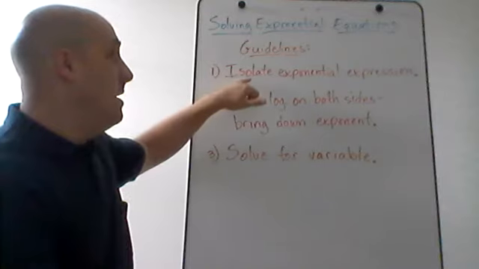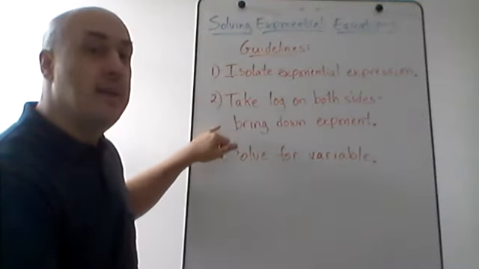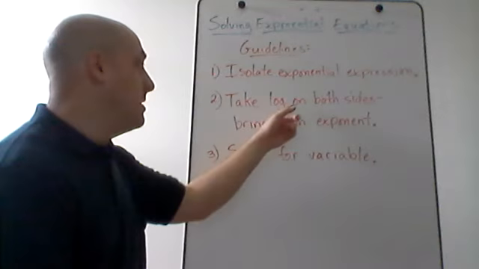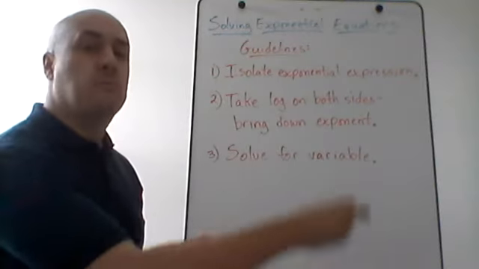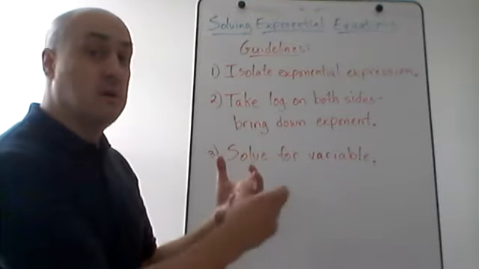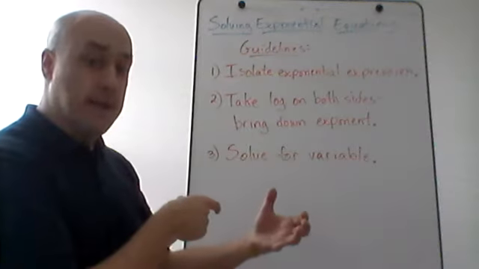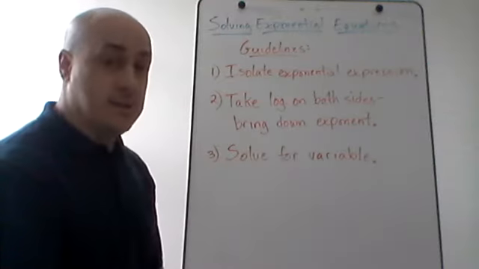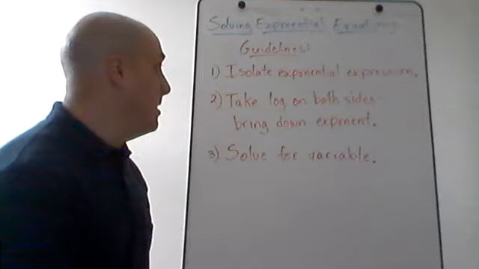Once we get that exponential expression isolated, then we take a logarithm on both sides of the equation. Right? And when we take the logarithm on both sides, we then bring down the exponent using the law of logarithms that says if I have a log of something raised to a power, I can bring that exponent out to the front. And that's really the key step there to solving an exponential equation.